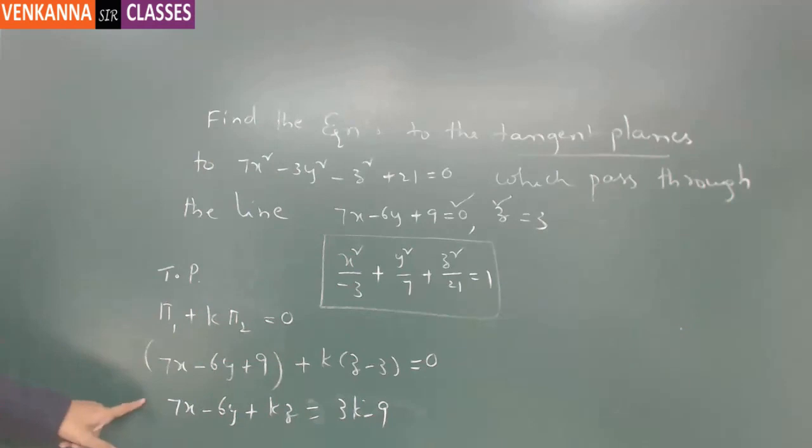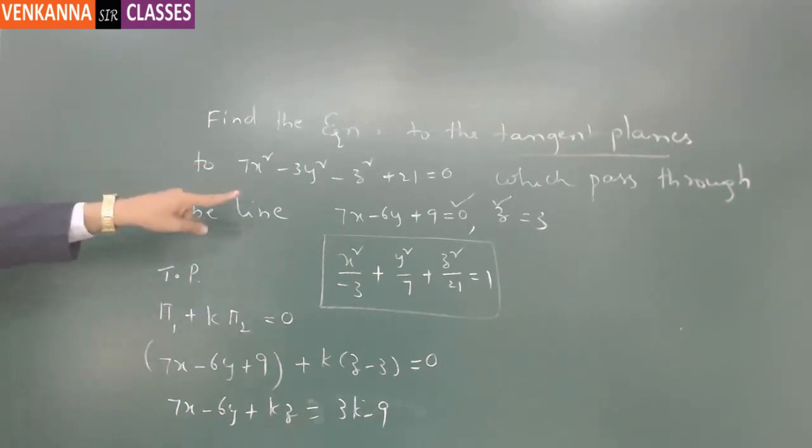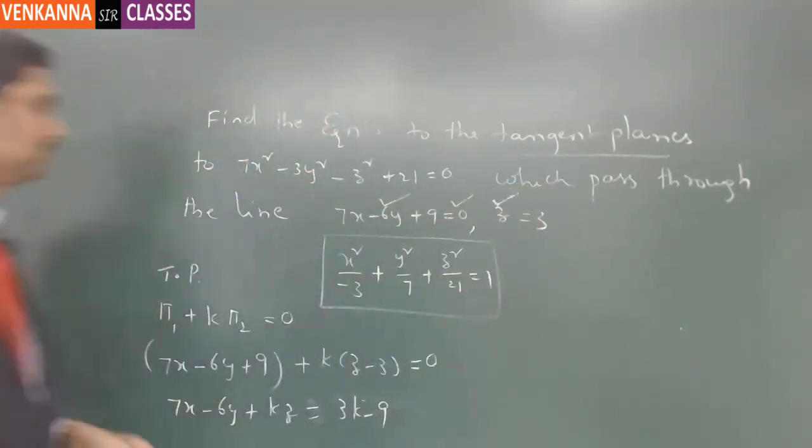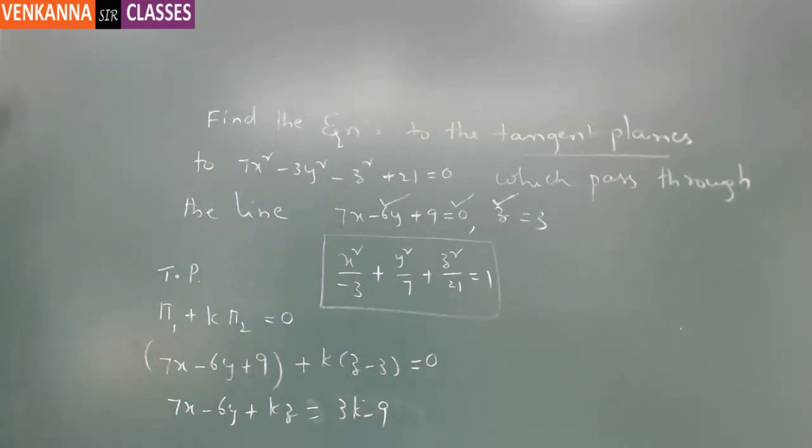So if we have known, please understand, here we need to understand that this is a plane and this is a plane. The intersection is a line. We have to understand like that. So I am calculating the plane which is containing the line.